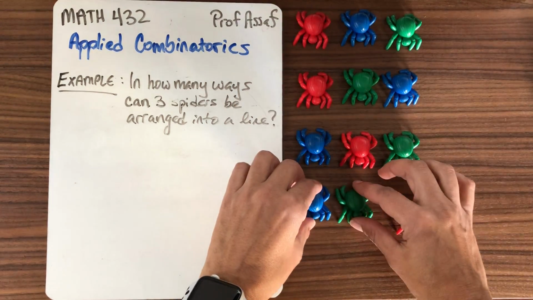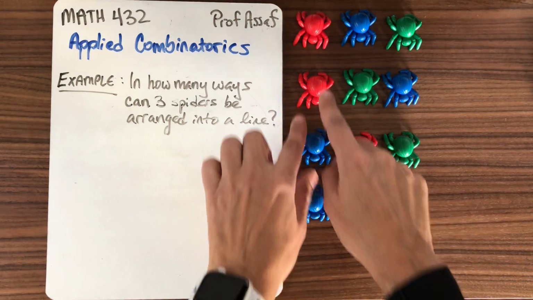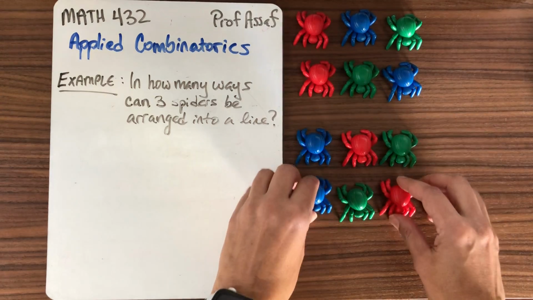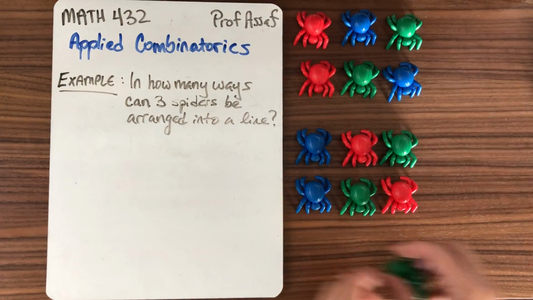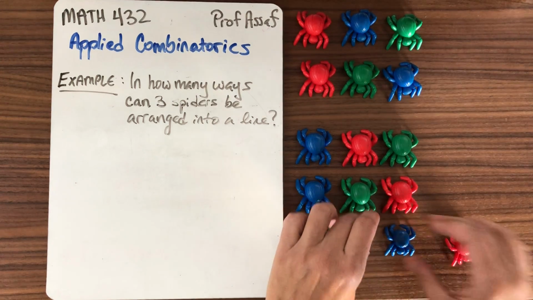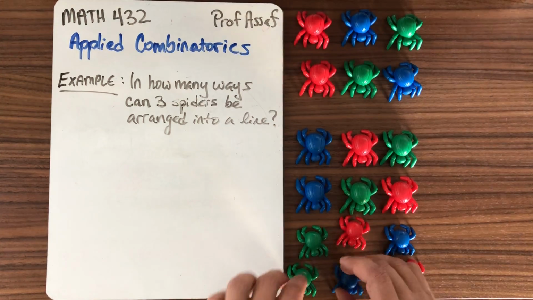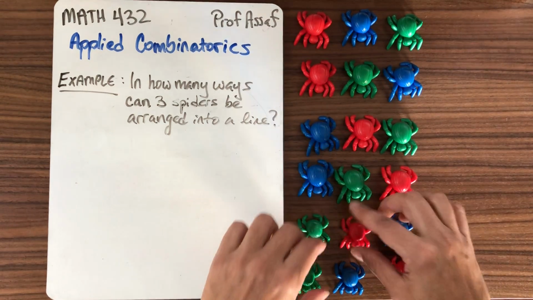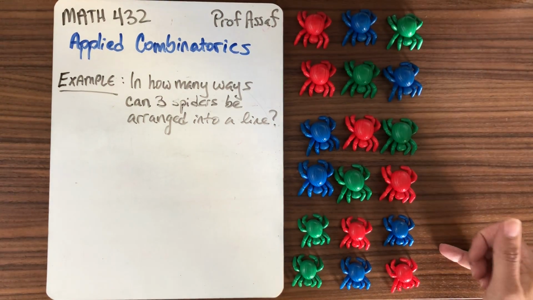You can already predict how many there are going to be if you didn't know the answer already, because here we started with the red spider and there were 2 ways. So starting with the blue spider, there are also 2 ways. And so starting with the green spider, we know that there are going to be 2 ways. We can have the red next or the blue next. And so our total number of ways to arrange these spiders is just 2, 4, 6.